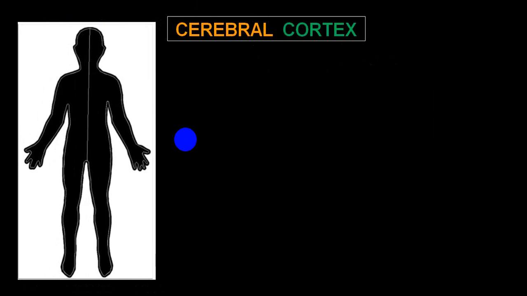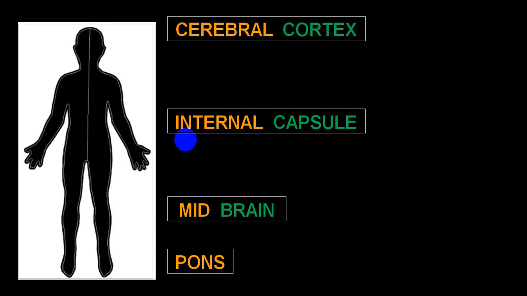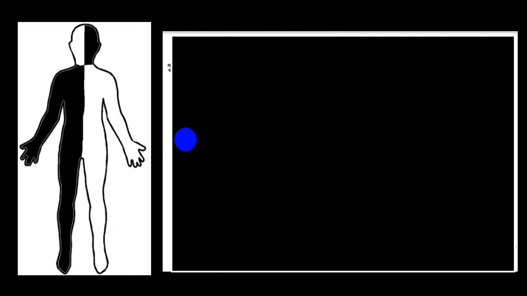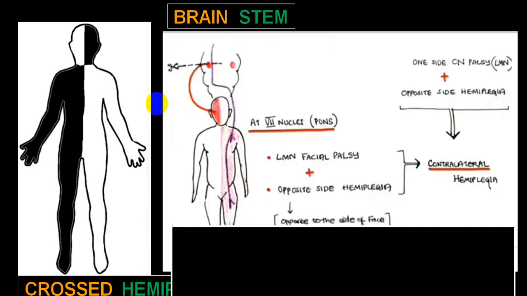So this will be possibility in cerebral cortex, can be internal capsule, can be bilateral involvement, and midbrain also can be in the pons also. So quadriplegia with bilateral facial, and if we have got one side face involved with opposite side, this has to be only in brainstem. So crossed hemiplegia possibility is only in brainstem.